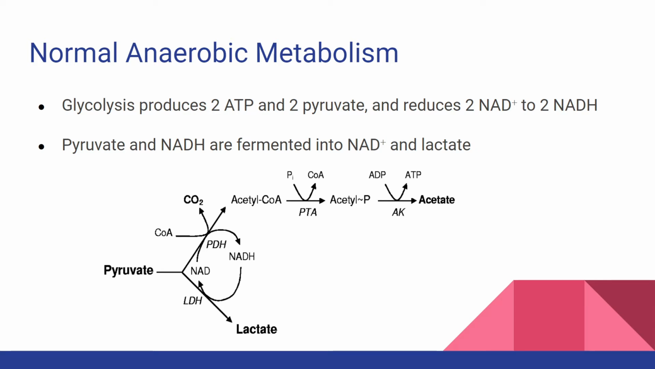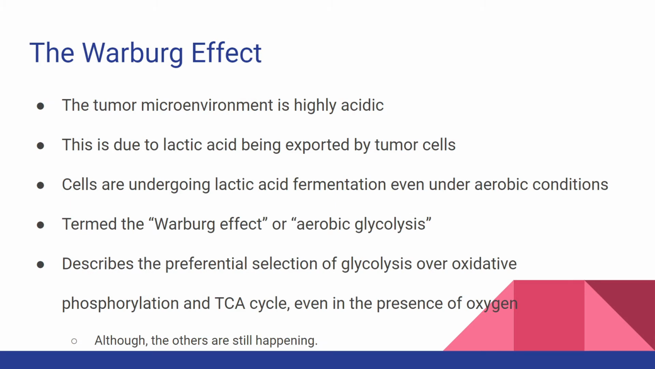by lactate dehydrogenase. Tumor cells produce a lot of lactic acid, even under aerobic conditions. This was first described by Otto Warburg in 1926 and termed aerobic glycolysis, or the Warburg effect as it's become known. It describes the preferential selection of using glycolysis over oxidative phosphorylation and the TCA cycle, and thus an overproduction of lactic acid even under aerobic conditions.